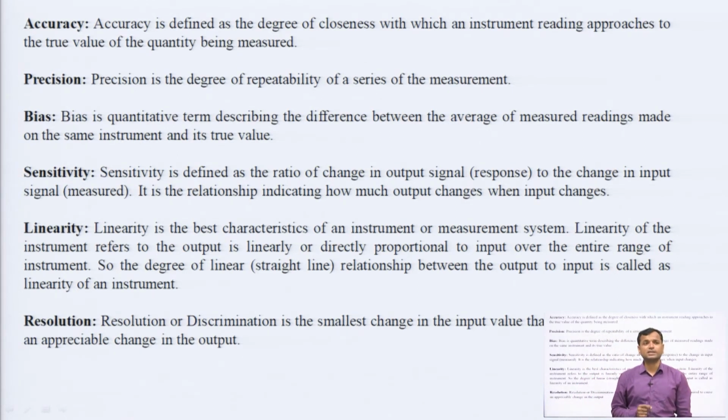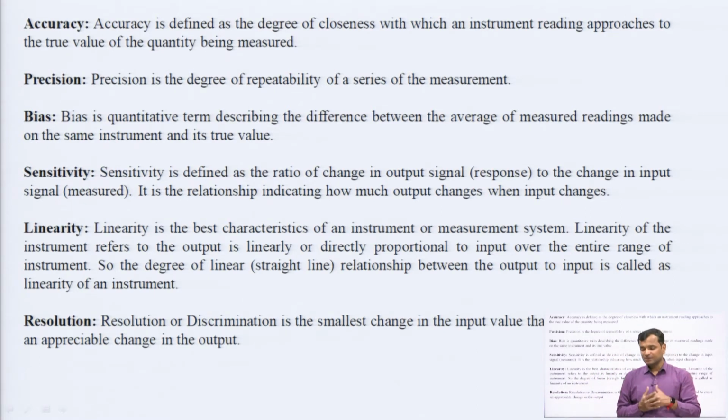Now, the next characteristic is bias. Bias is a quantitative term describing the difference between the average of measured readings made on the same instrument and its true value. So, that property or characteristic is known as bias.